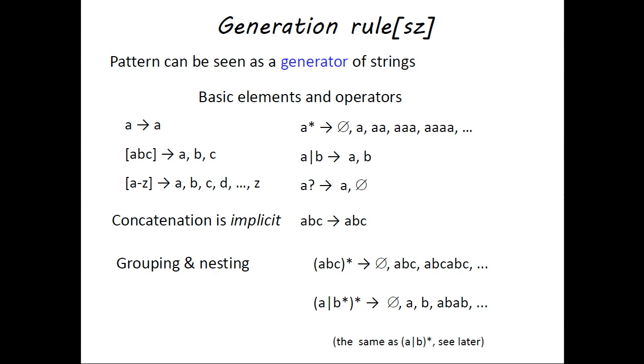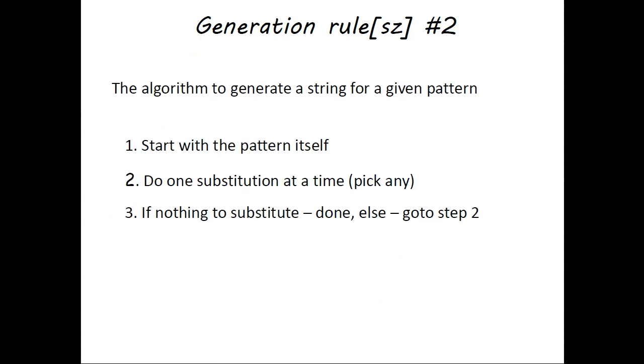So here are a couple of elements that we use, and some operators on the right. You'll note that concatenation is an implicit operator. A fixed string is just a regex pattern that substitutes itself. And you can nest these operators, and we'll see in a couple of slides how we generate strings out of that. The algorithm is pretty simple. You start with a pattern, you pick any operator, and you do a substitution. You either expand, or in the case of star, you shrink it.